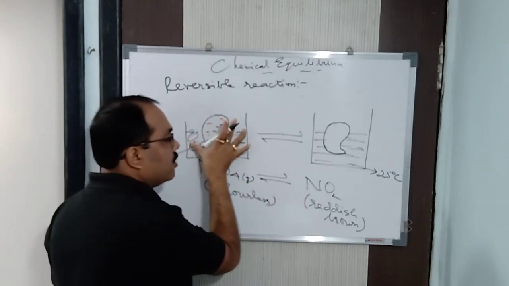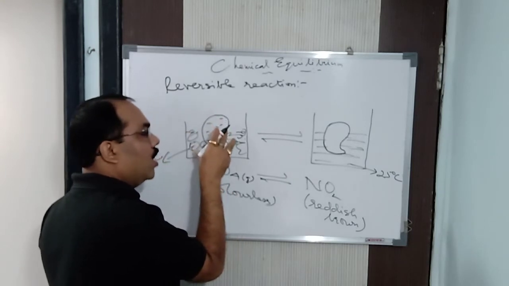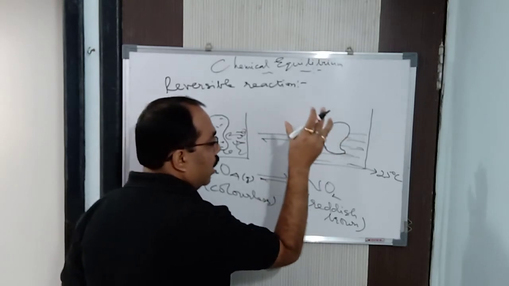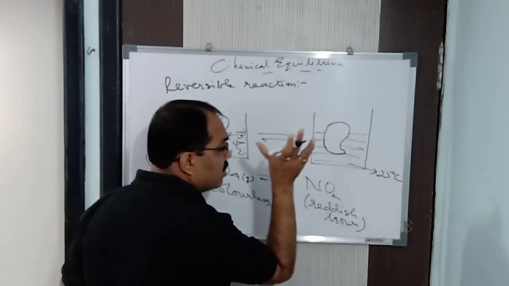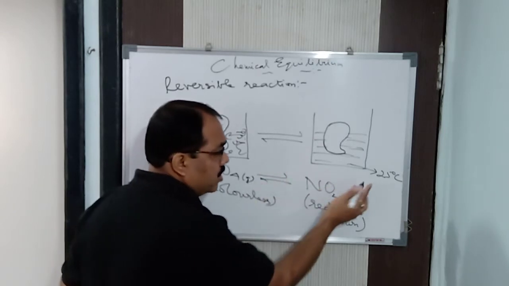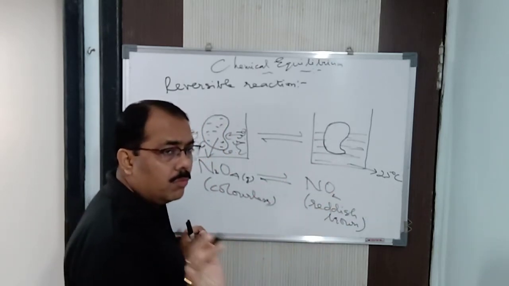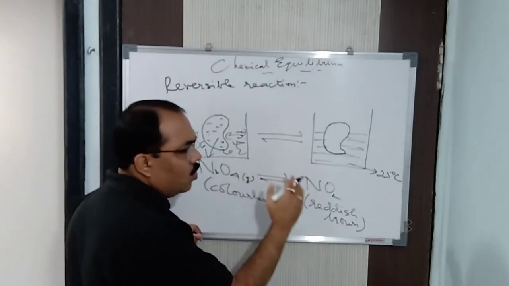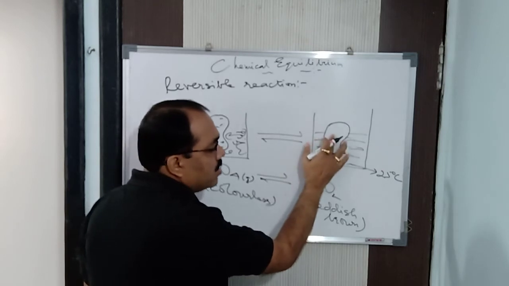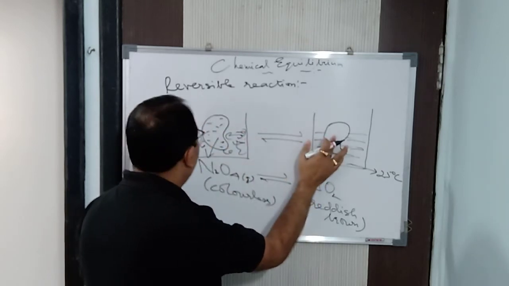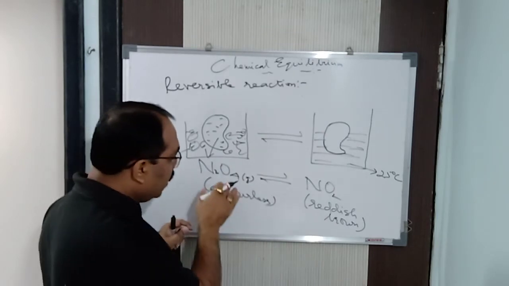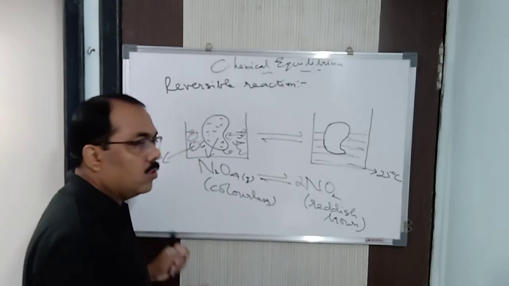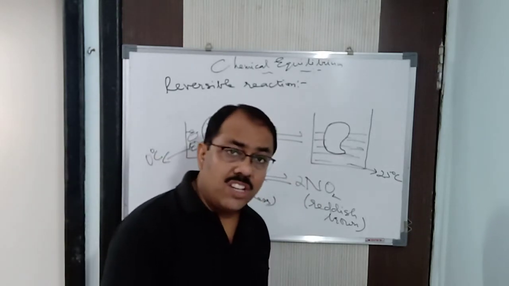When you shift the glass bulb from ice cold water to another beaker containing normal water at room temperature, which is 25 degrees Celsius, you will see the colorless gas slowly change to reddish brown. Initially it was colorless, and it changes to reddish brown because N2O4 changes to NO2. Rather, I'll balance it: it becomes 2NO2. So it becomes dark reddish brown.